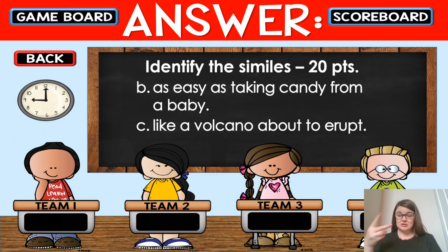You should have picked two for this one. B said as easy as taking candy from a baby. As easy as. That's how we compare it. And the next one says like a volcano. So it compared her stomach to a volcano because they were both about to erupt.